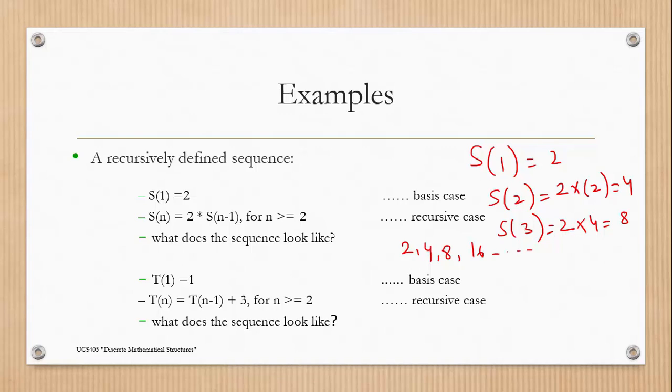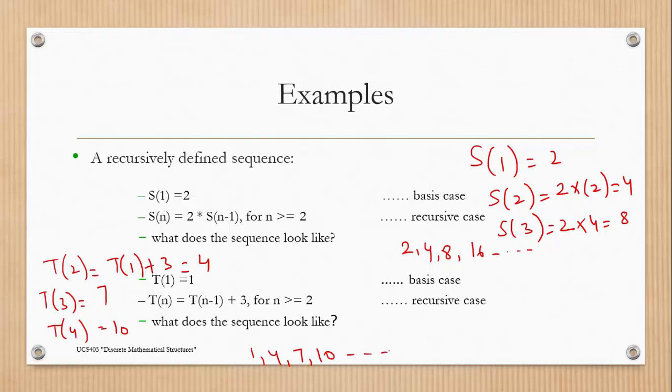In the second example, we have the base case t1 equal to 1 and tn is equal to t of n minus 1 plus 3. So we can say that t2 will be equal to t of 2 minus 1, which is t1 plus 3, that is equal to 4 because t1 is 1. Similarly, t3 will be equal to 4 plus 3, that is 7, and t4 will be equal to 7 plus 3, that is 10. So our sequence will be 1, 4, 7, 10, and so on.